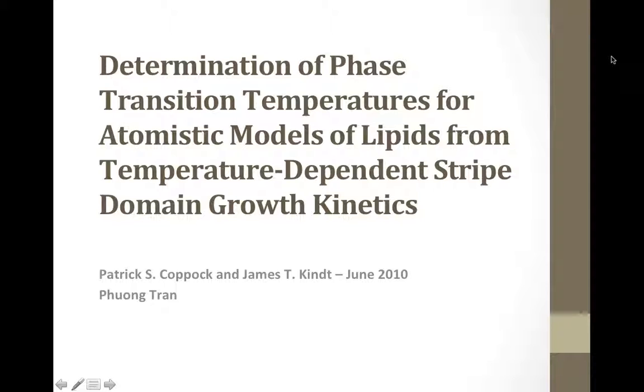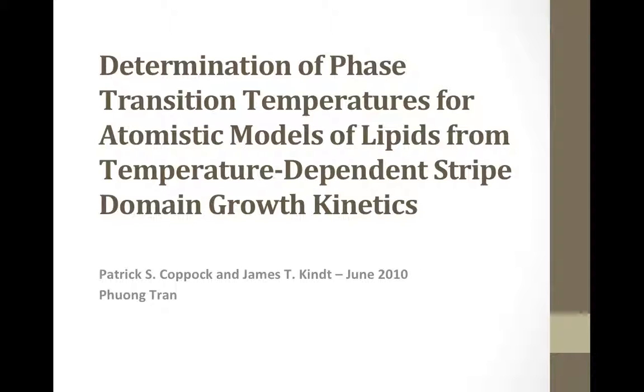Hi everybody. Today I'm going to present a paper from Dr. Patrick Kopic, our professor, and Dr. James Ken from Emory University. The paper is about the determination of phase transition temperatures for atomistic models of lipid, from temperature-dependent stripe to macrokinetics.